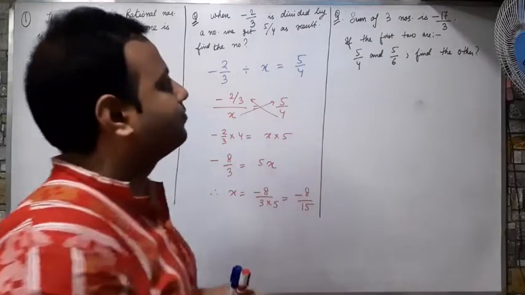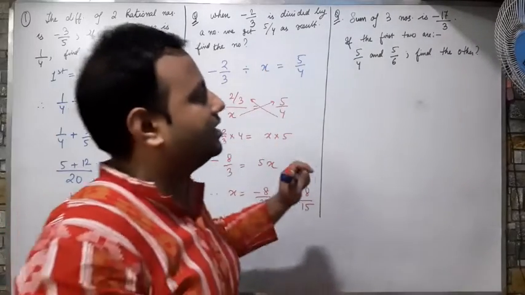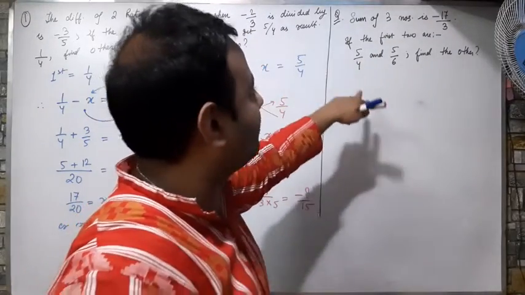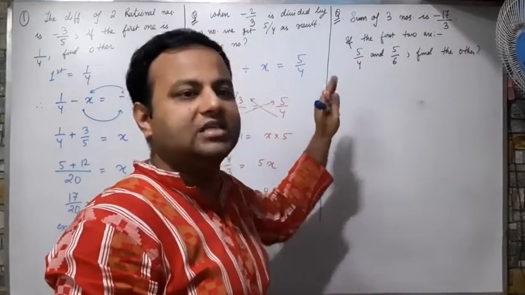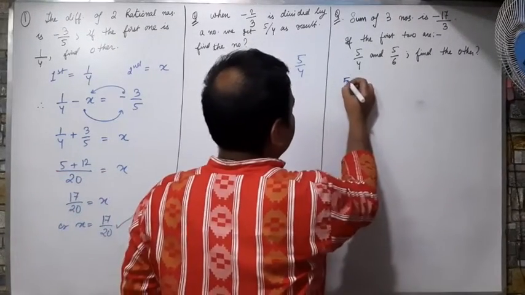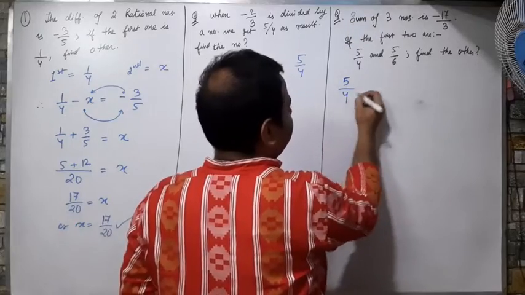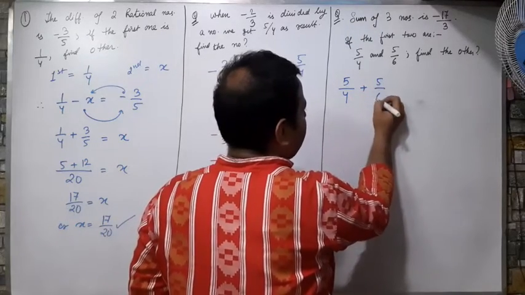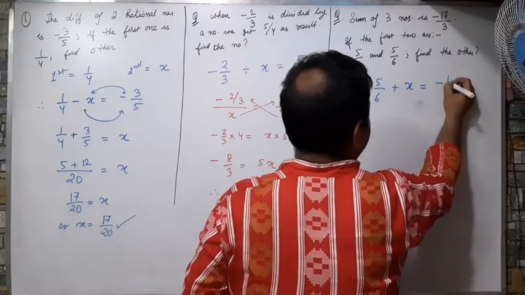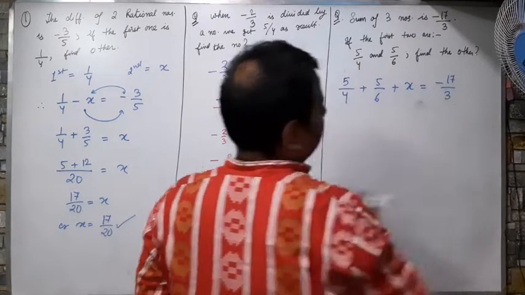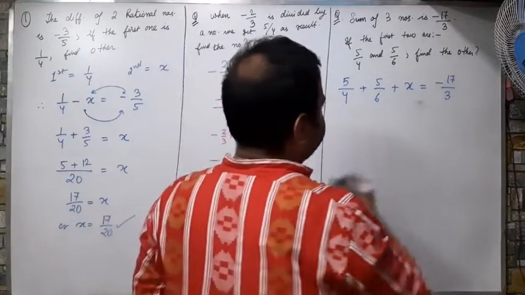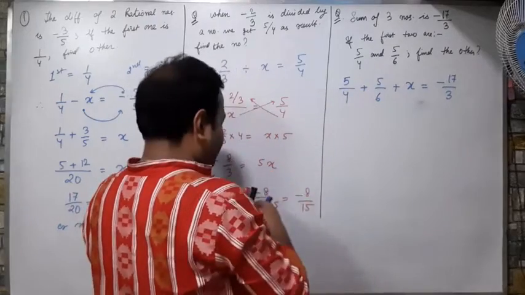So the question is, the sum of three numbers is minus 17 by 3. If the first two numbers are 5 by 4 and 5 by 6, find the other number. So what will I write? You are given the sum. So 5 by 4 plus 5 by 6 plus x equals to minus 17 by 3. So how will I find the x? First I will solve this side.